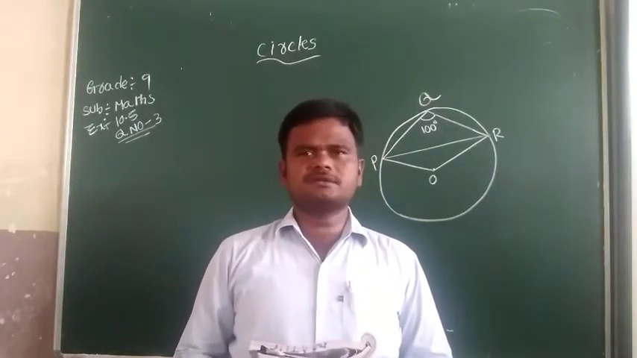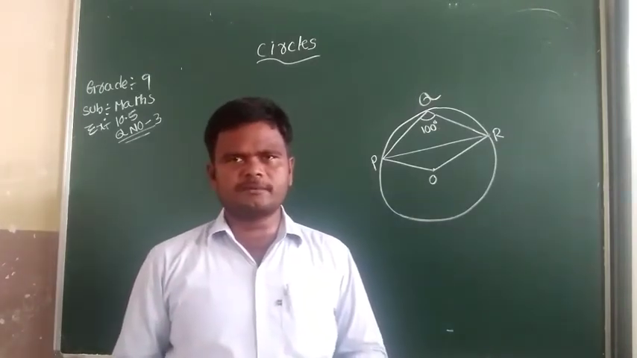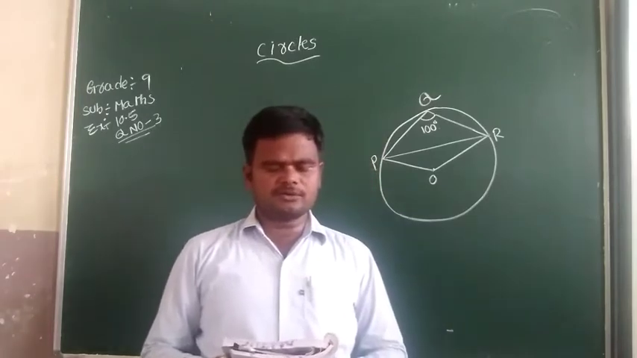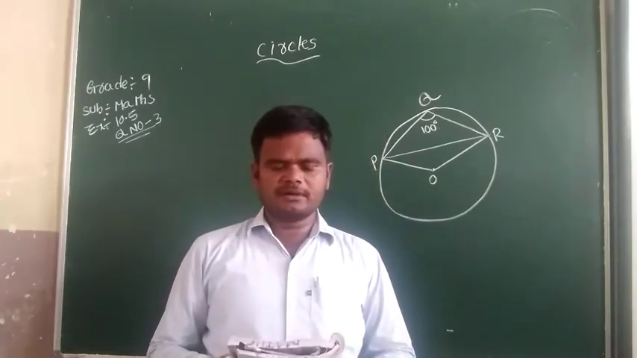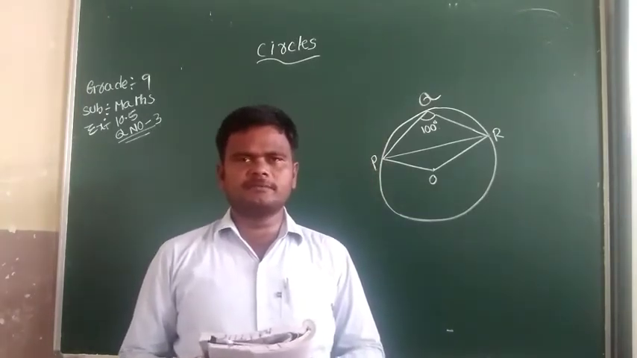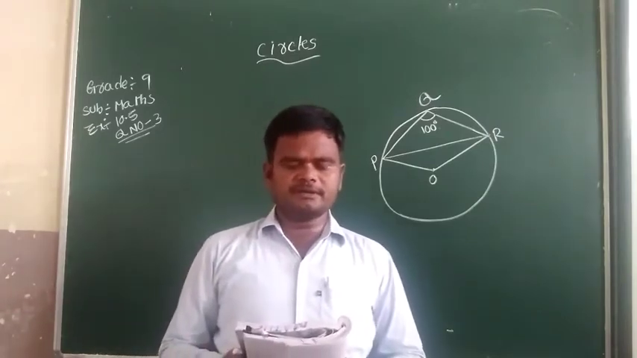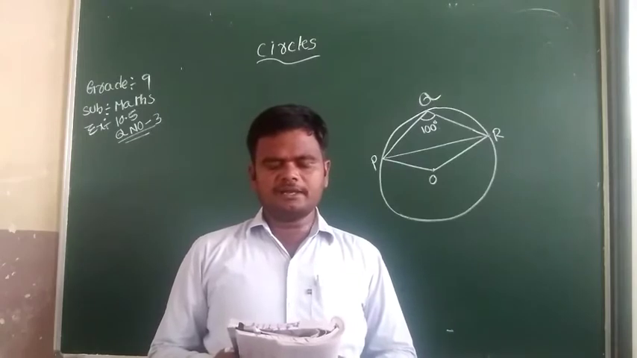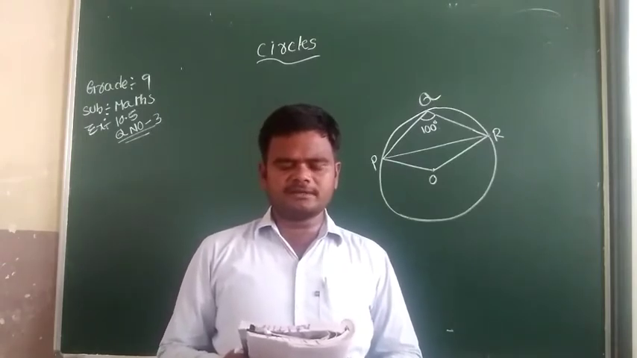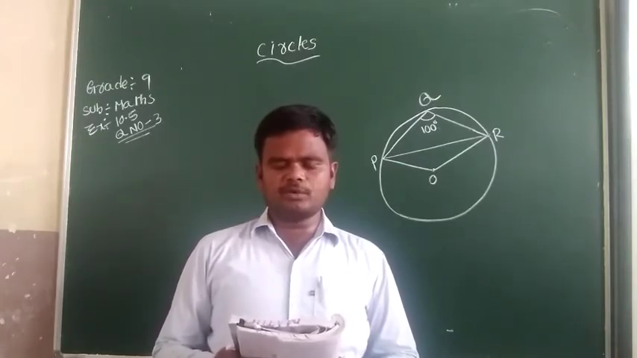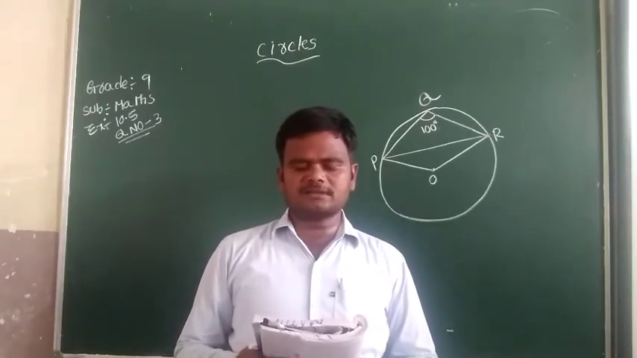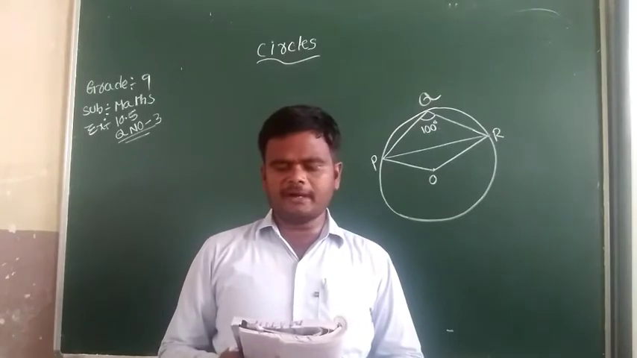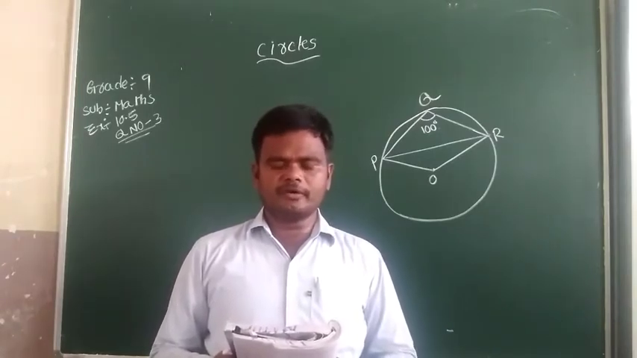So we are continuing this exercise 10.5. Previously two problems were completed. Now come to the third problem. It is given that in figure 10.37, angle PQR equals 100 degrees, where P, Q, R are points on the circle with center O. Find angle OPR.